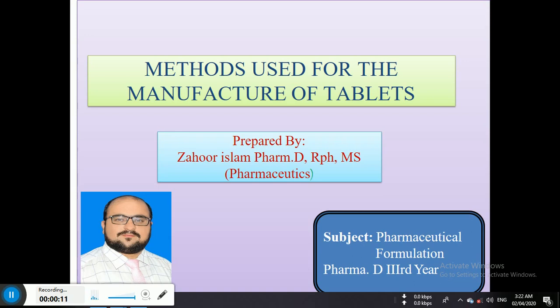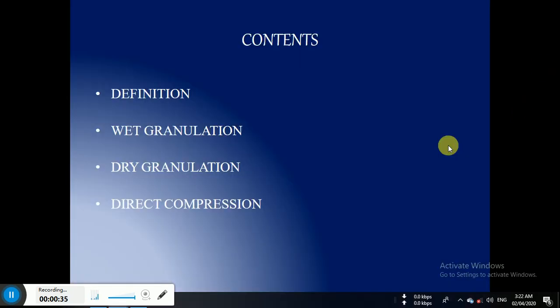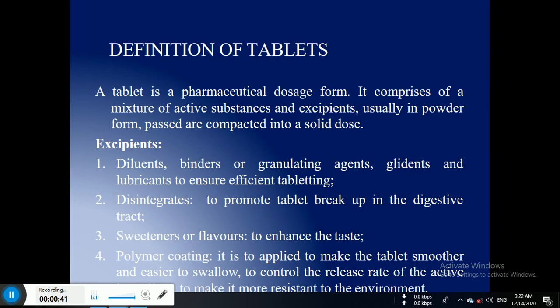I'm Zahur Islam, and today my lecture is on the methods used for the manufacture of tablets. In this lecture we will discuss the different preparation methods, how we can prepare different types of tablets by the different methods which are used to manufacture them. This is the content: definition of the tablet, wet granulation, dry granulation and dry compression.